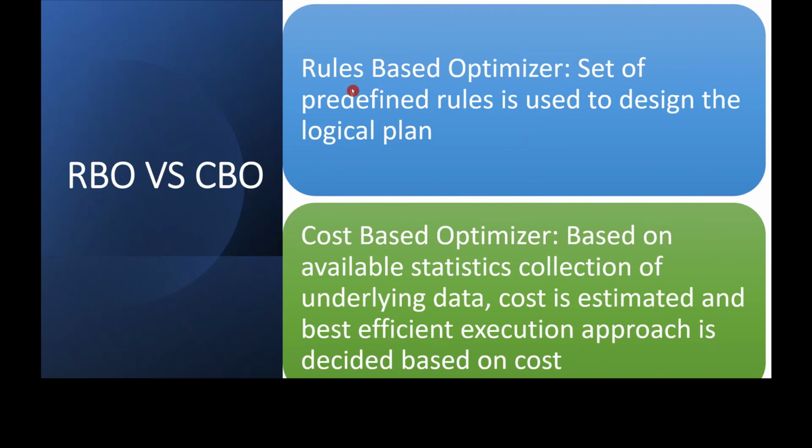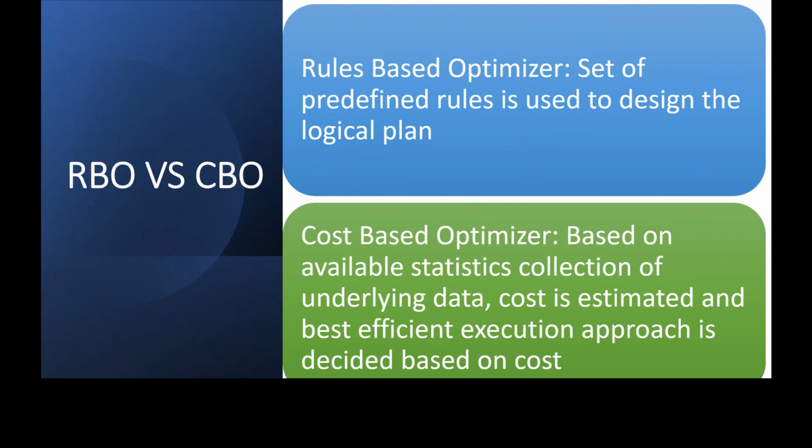The first one, rule-based optimizer. This is nothing but, when we submit a piece of code, let's say select star from employee where employee type equal to manager. This is the query. When we are submitting this query, then the execution engine will look at the predefined rules.